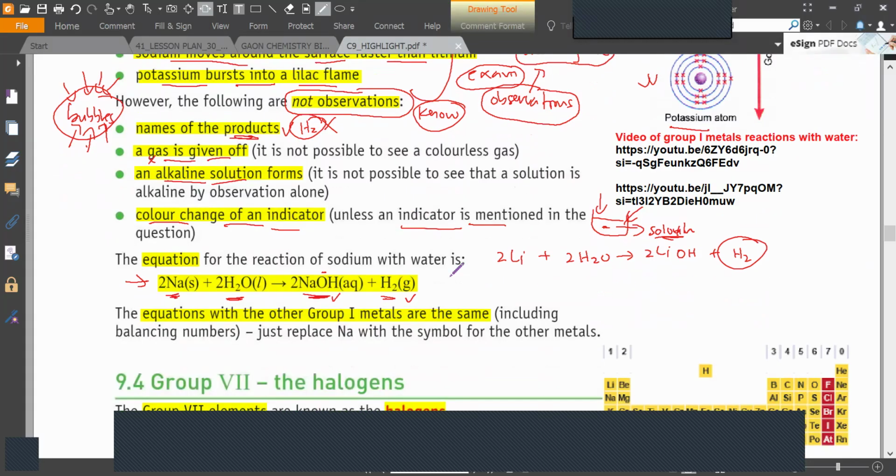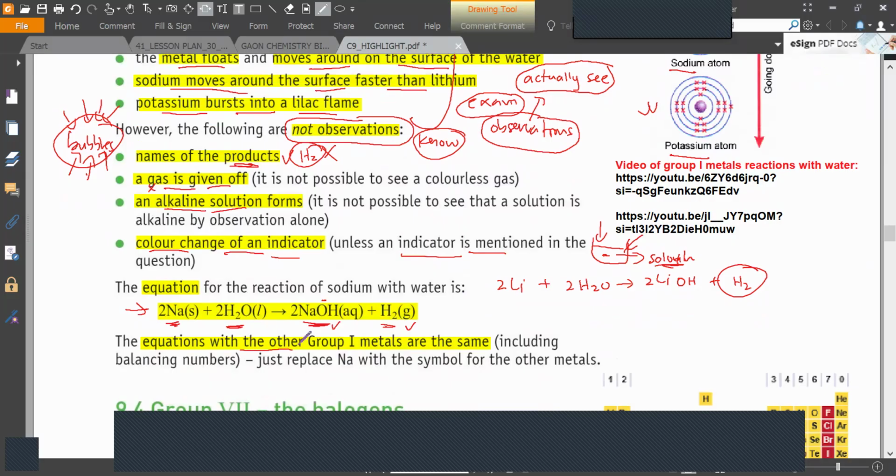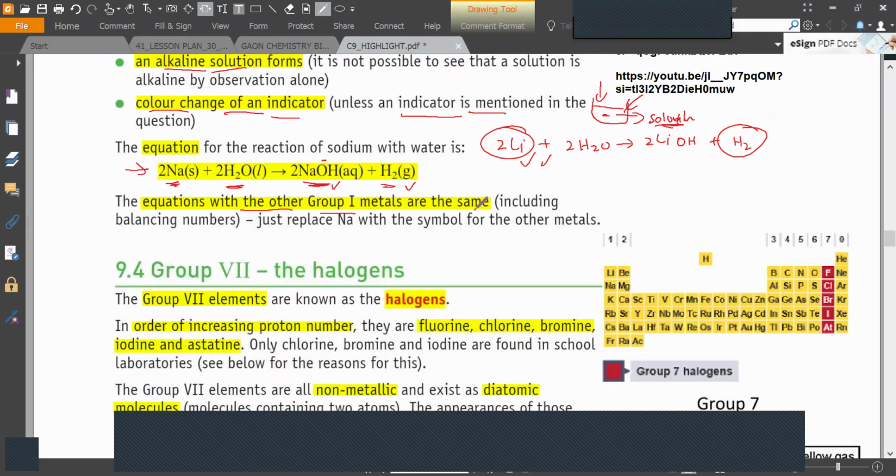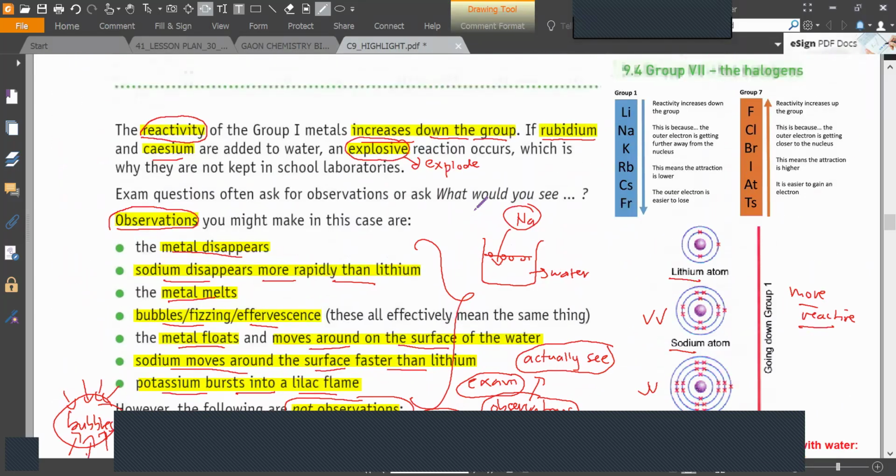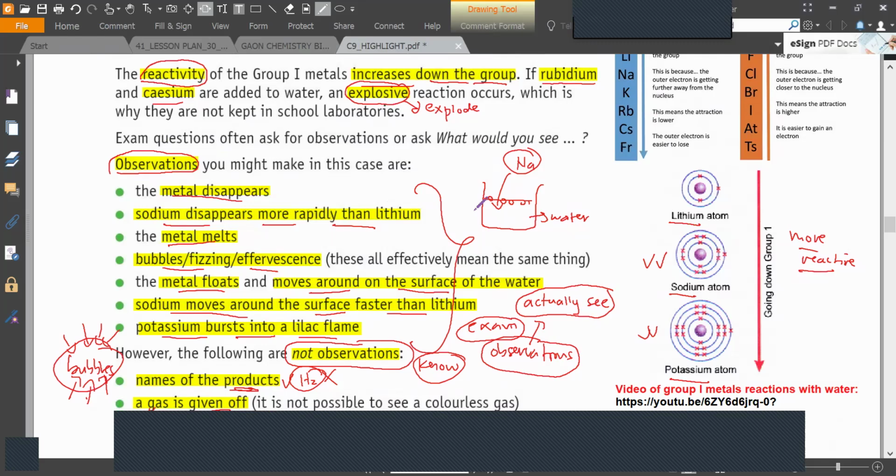So for the equation, all of them will be the same. If we put lithium, cesium, rubidium, the reaction will be the same. So they will have the same reaction. Another thing I want to explain quickly. This one may come in the exam. Okay, it may come in the exam.